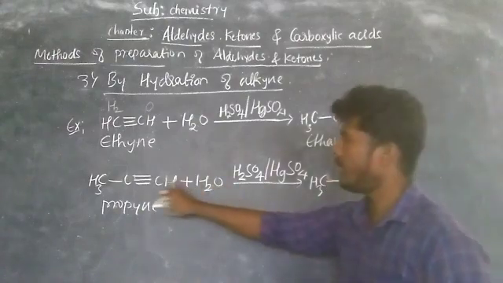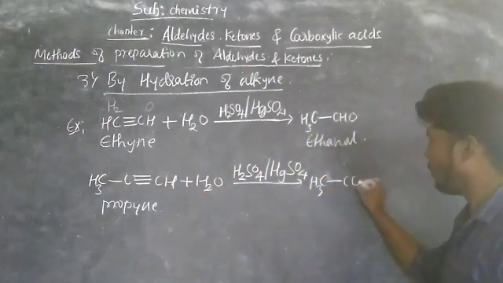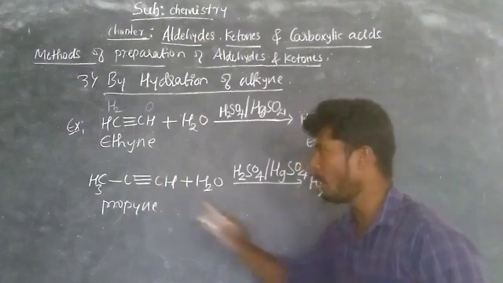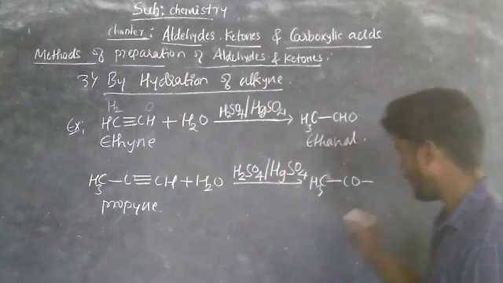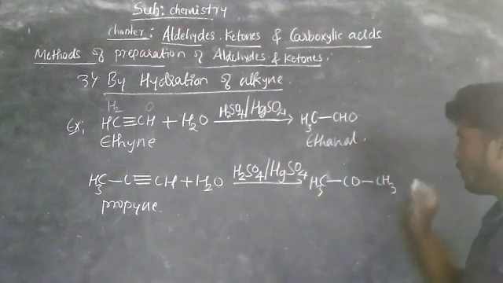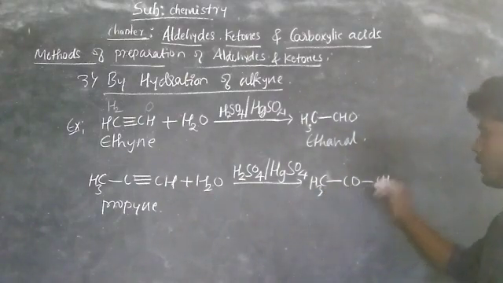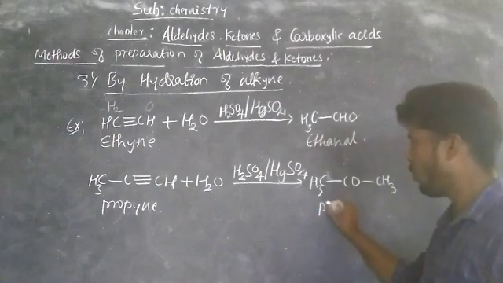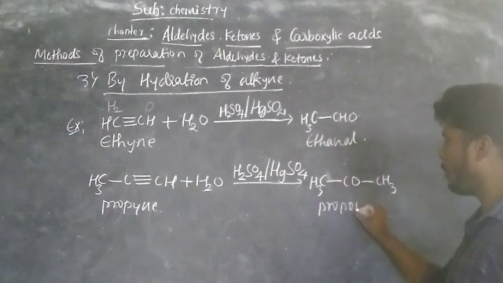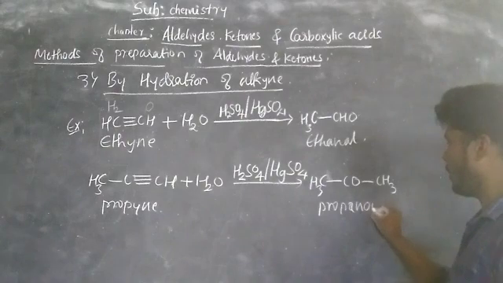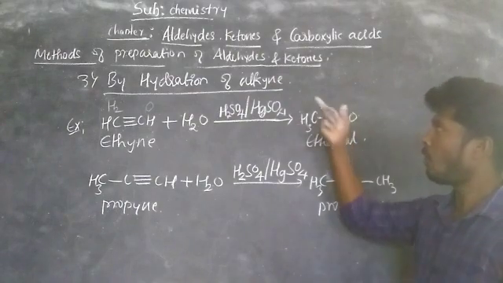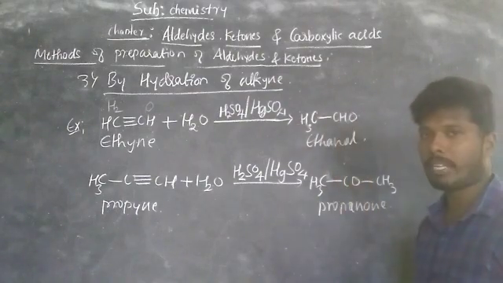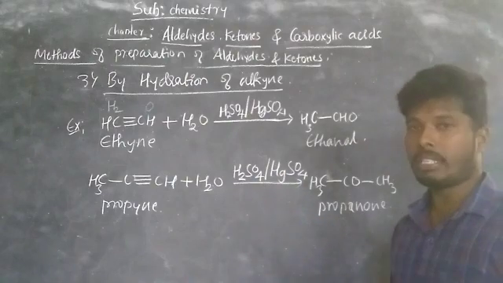C double bond O, the triple bond becomes a single bond, then hydrogen is added to the CH, that becomes CH3. What do you get? 1, 2, 3: at the second carbon there is a ketone group, so that is propanone or 2-propanone. You get a ketone here, and you get aldehydes here. So this is the method to prepare aldehydes and ketones from the same reaction. That depends on the reactant.